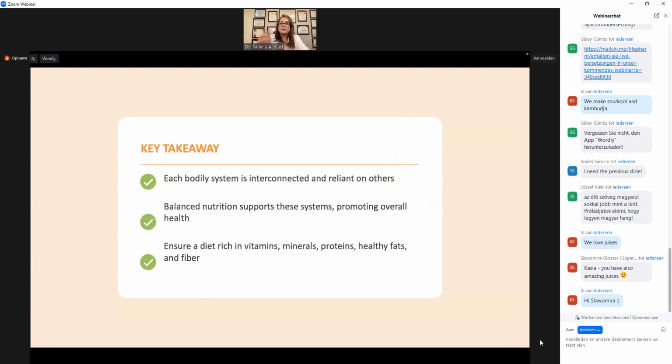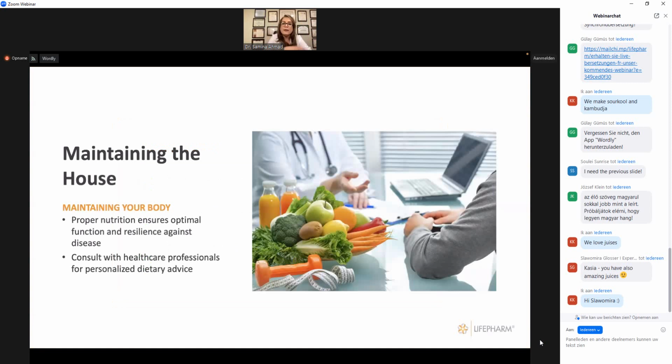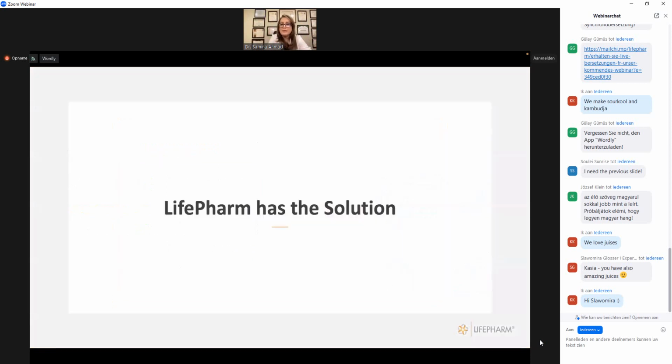You need to have balanced nutrition to support these systems. So have a diet which has vitamins, minerals, proteins, healthy fats, and fiber. Okay, now this house again requires all this to fight the disease.